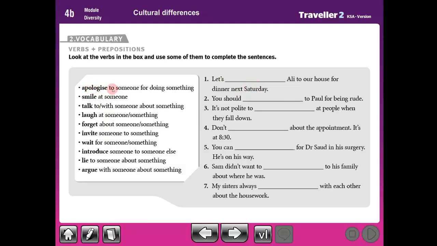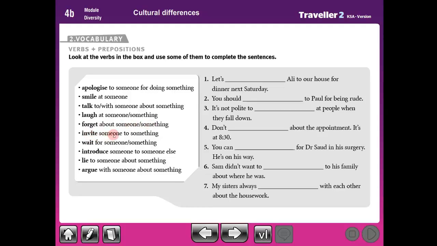Apologize to someone for doing something. Smile at someone. Talk plus preposition to or with someone. If we use about something. Okay. Laugh at someone or something. Forget about someone or something.